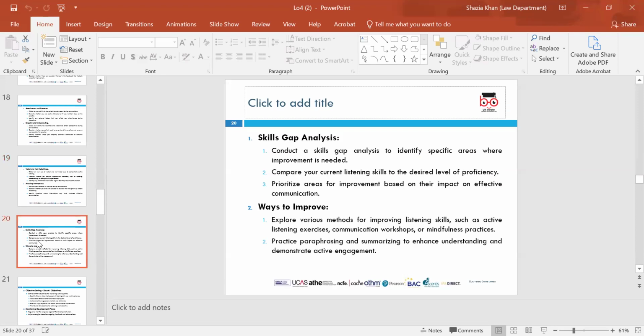Skills gap analysis, which we talked about earlier on, is to identify specific areas where improvement is needed. Compare your current listening skills to the desired level of proficiency. Ways to improve: explore various methods for improving listening skills, such as active listening exercises, communication workshops, or mindfulness practices. Practice paraphrasing and summarizing to enhance understanding and demonstrate active engagement.